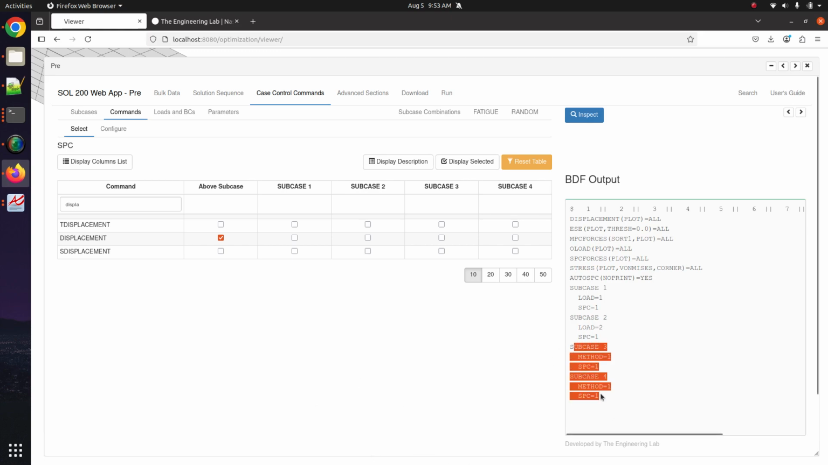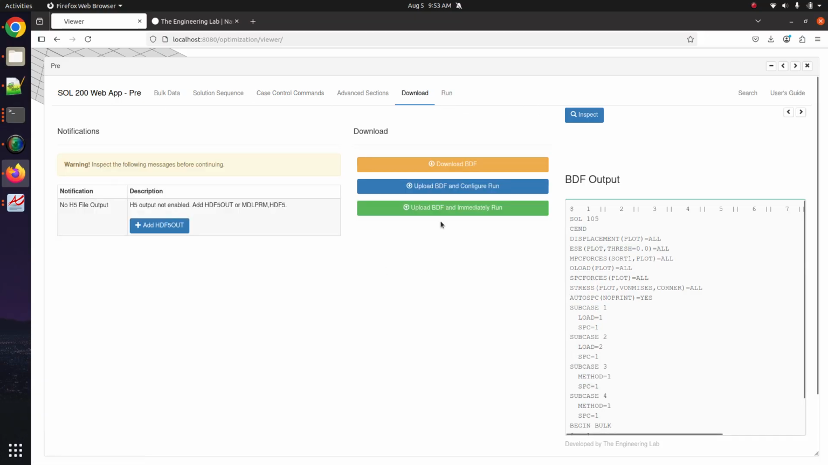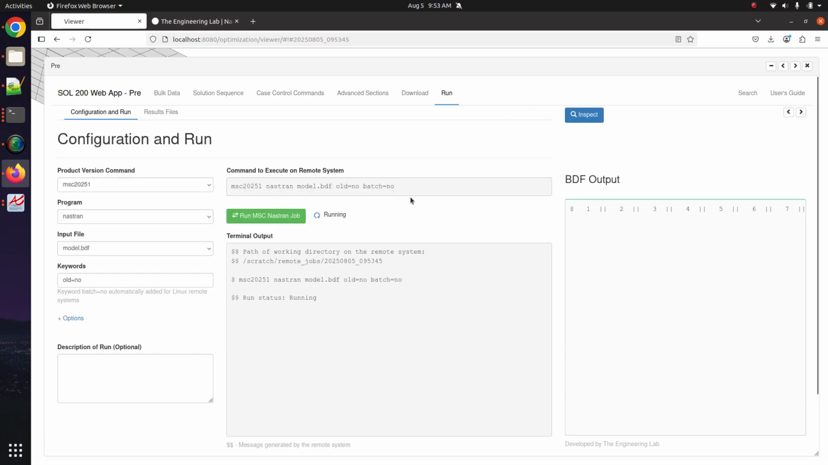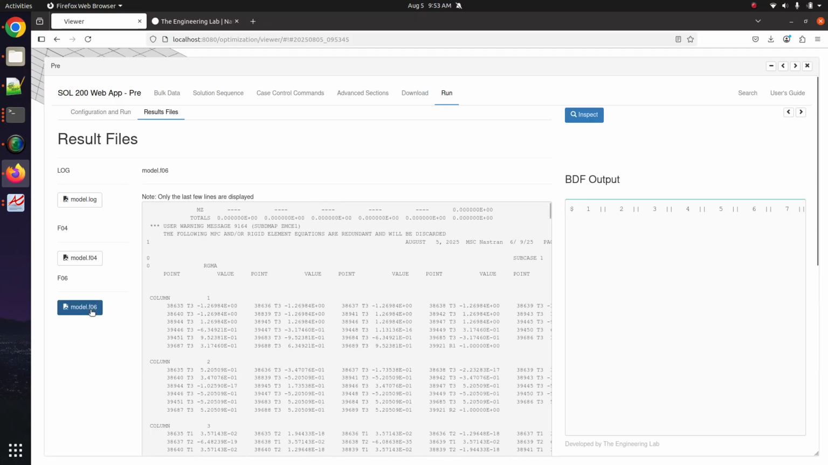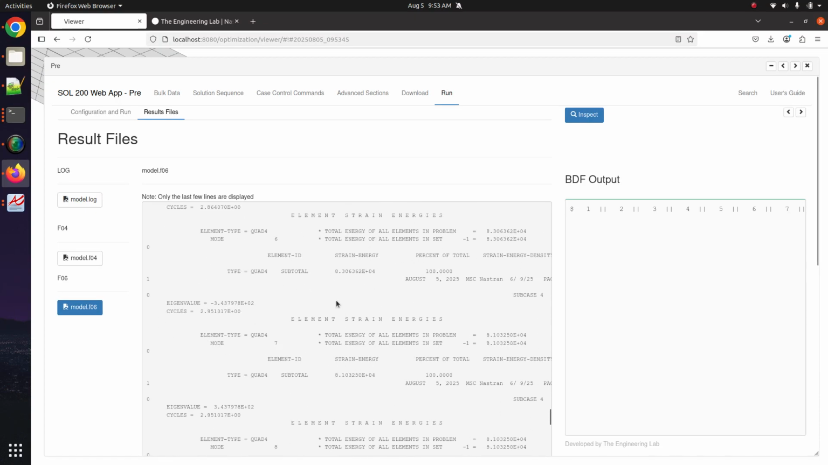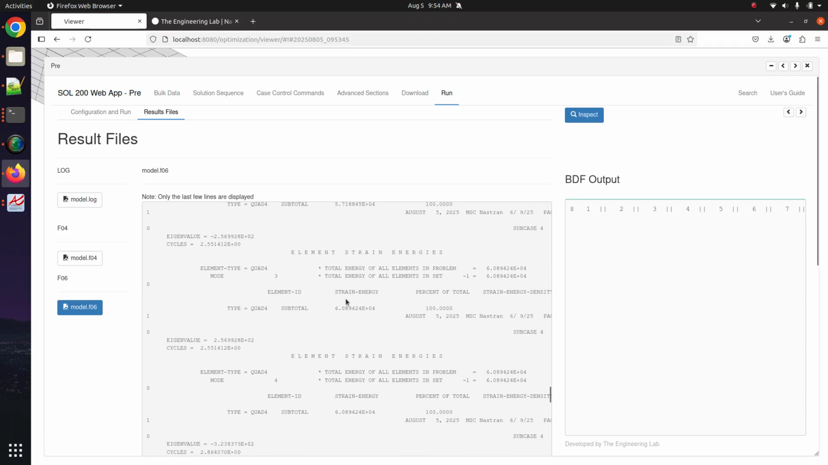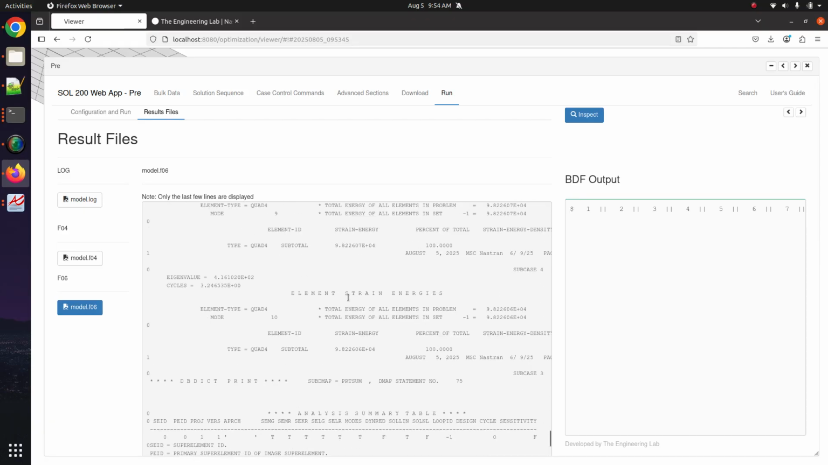Okay, so I think we're done there. Let's go ahead and now run this. Let's try and run this and see if we get results. Okay, so we're done with the run. Let's go to result files in F06. Let's look for eigenvalues. Oh, it seems like we're getting a lot of data here.